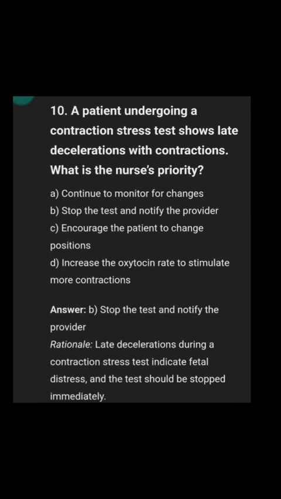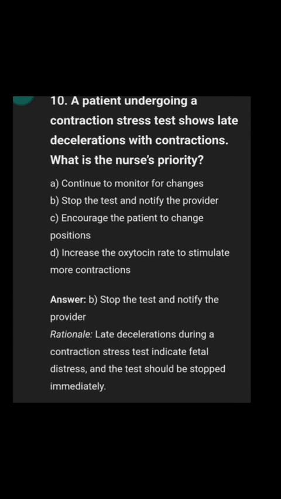A patient undergoing a contraction stress test shows late decelerations with contractions. What is the nurse's priority? A. Continue to monitor for changes. B. Stop the test and notify the provider. C. Encourage the patient to change positions. D. Increase the oxytocin rate to stimulate more contractions. Answer: stop the test and notify the provider. Late decelerations during a contraction stress test indicate fetal distress, and the test should be stopped immediately.